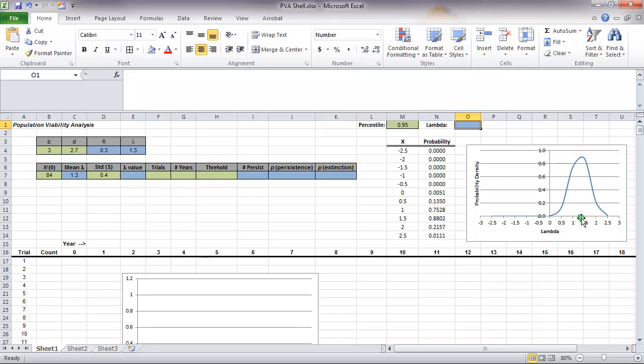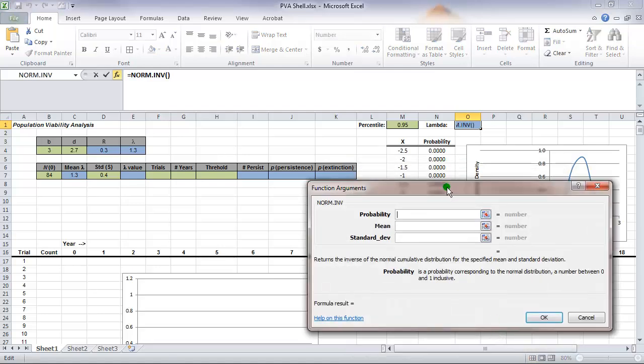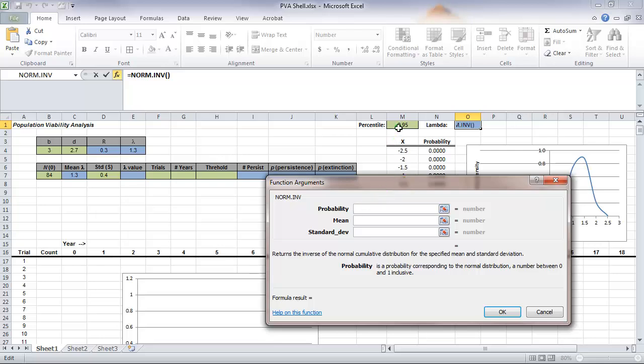So if we look at all of these lambda values that are possible, and we want to know which lambda value has 95% of the values below it, we're going to be able to use another function that's associated with the normal distribution. Let's just type in norm, and we'll get a list of all the distributions. This one is called norm inverse, norm.inv. Here the probability is going to be 0.95, so that's what we're putting in right here, when the mean is 1.3 and the standard deviation is 0.4.